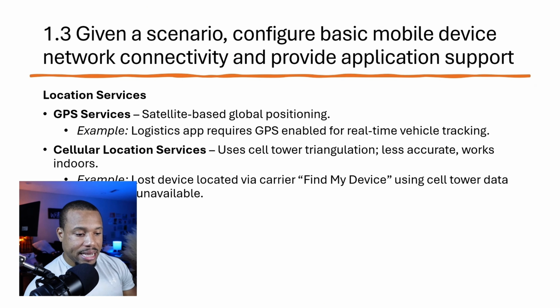A common use case would be locating a lost phone through a carrier's Find My Device feature, which can still detect the phone's location using cellular data, even if GPS is unavailable. Understanding both GPS and cellular location services is important because many mobile applications depend on them for functionality and security.